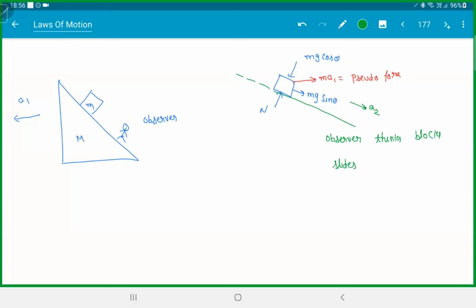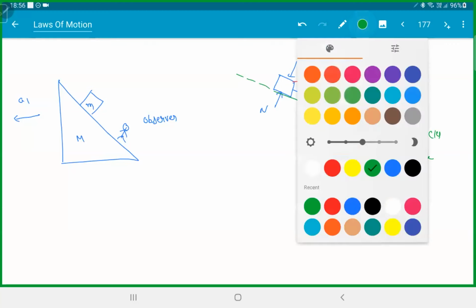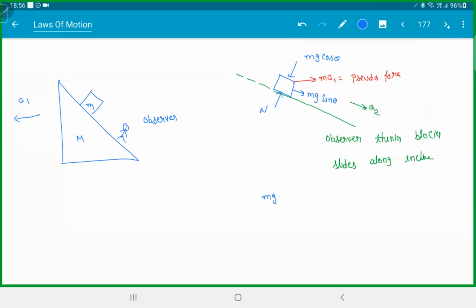So instead of splitting accelerations, you're splitting pseudo force now. So the forces will now be mg sine theta plus m A1 cos theta is m A2. And N is equal to mg cos theta minus m A1 sine theta, is 0. You get the same answers. So with pseudo force or ground frame, it really won't make much of a difference.